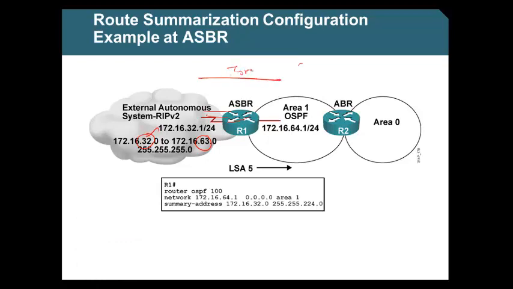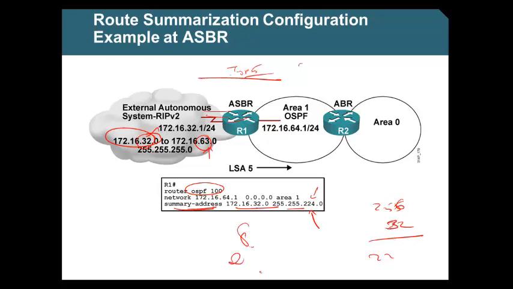You go under OSPF and say summary address starting from this, and then ending is 63, but where do you see? You see here. You are mentioning that here. 255 minus 32 is 224, or 256 minus 32. 2 to the power of 8 is what? 256. 256 minus 32 is 224.